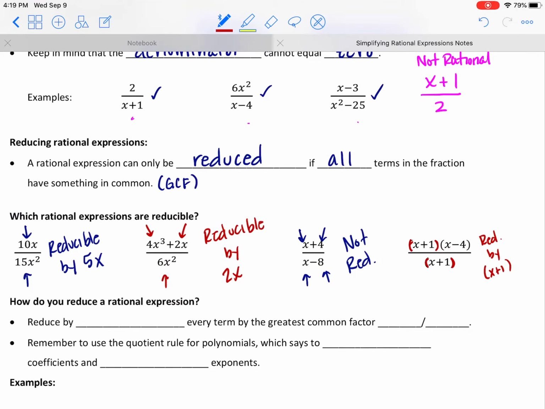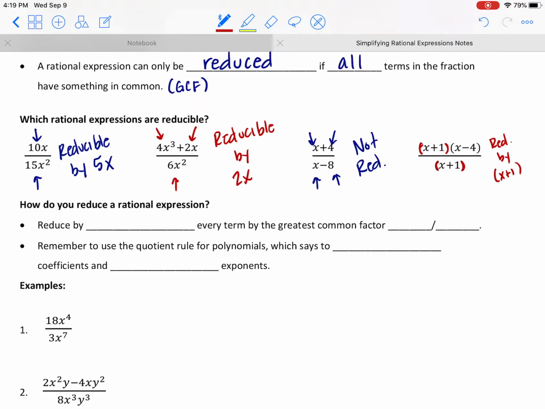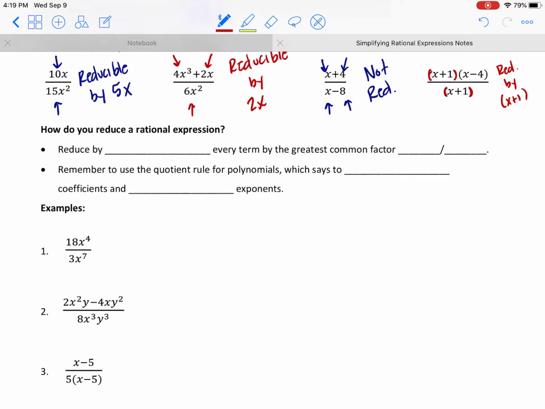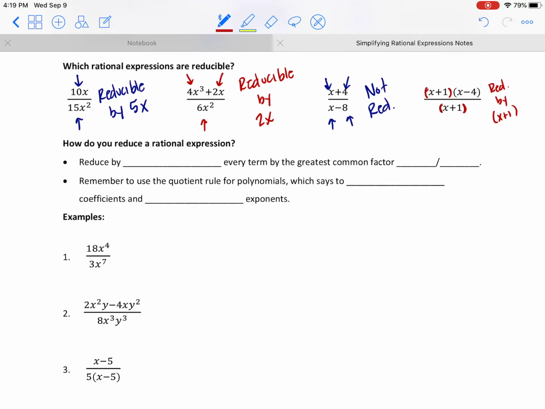Okay? So, hopefully we can identify when we're looking at a rational expression whether or not it can be reduced. Sometimes it can't be reduced up front. Sometimes we have to do a little bit of work before we can reduce. But what are we doing to actually reduce? Okay? If we have recognized that the terms in our fraction are reducible, how do we go about reducing?